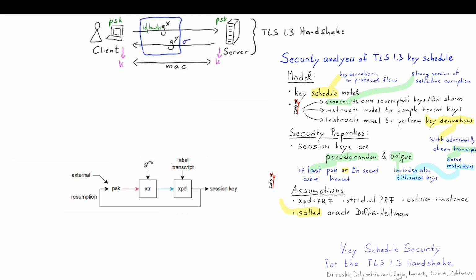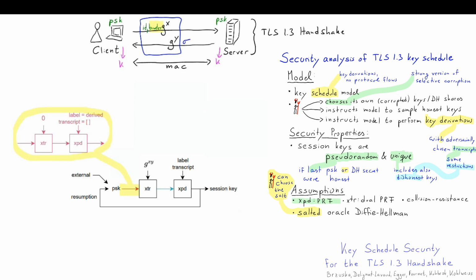which is an assumption where the adversary can choose the salt, because here in this protocol, this pink function is a deterministic function of the pre-shared key. So if the pre-shared key is dishonest, then the adversary has a lot of control over the salt that is used in this extraction step here.